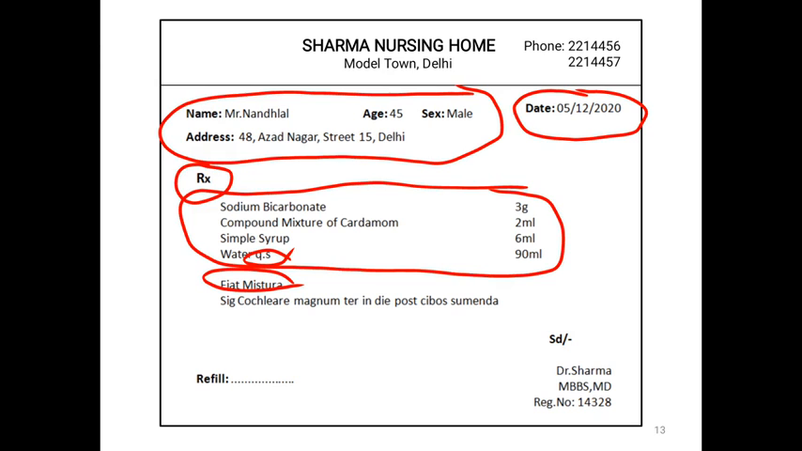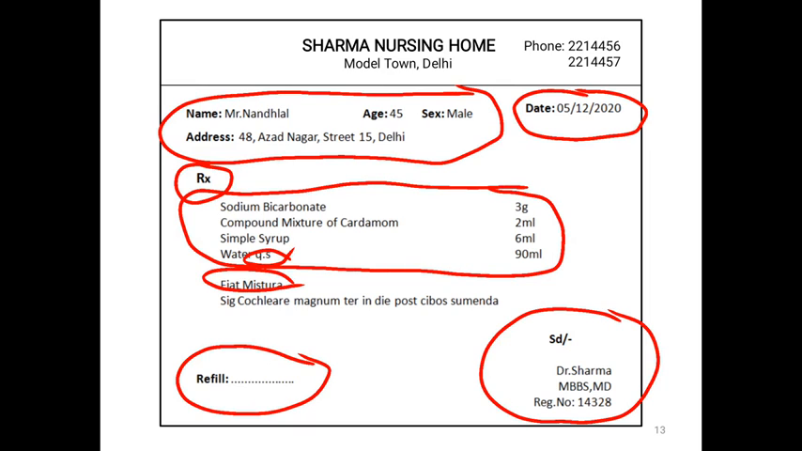Then this is about renewal instruction. We want to write about renewal instruction here. Then it is the prescriber's name and register number. It is a model prescription.